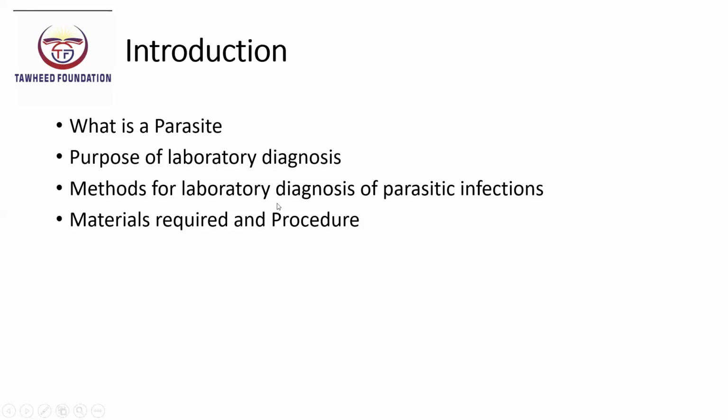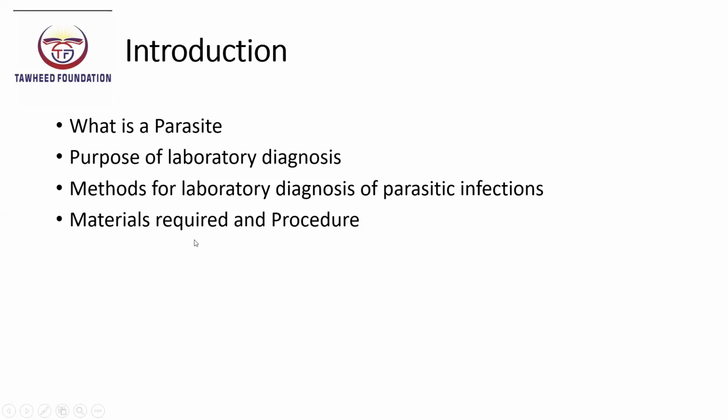Second is culture. Here, growth of parasites in specialized laboratory media is used for identification and further studies. Third is molecular techniques such as PCR, which allow highly specific detection of parasitic DNA or RNA. Employing these three methods, which are microscopy, culture, and molecular techniques, ensures a comprehensive approach to identifying various parasitic organisms.